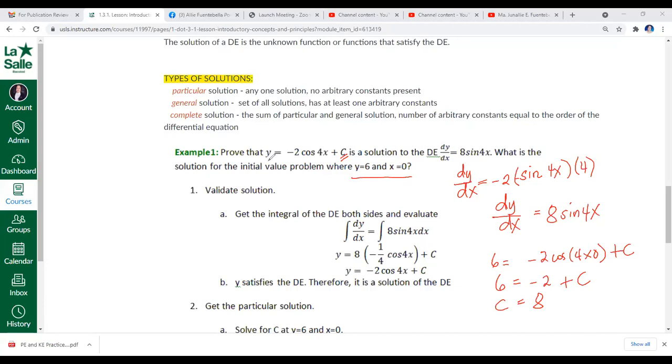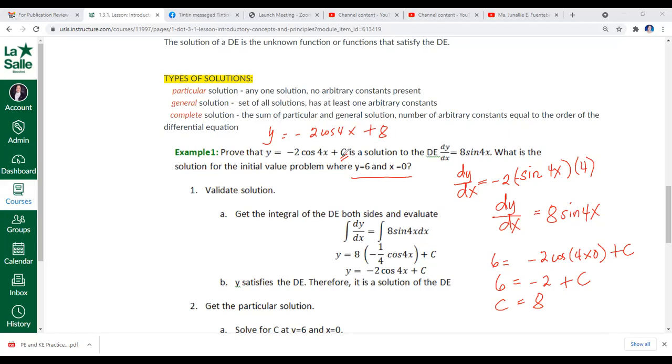Now, from this general solution, this complete solution of this particular differential equation, you have determined what we call the particular solution. Why is that? Because all you have to do is substitute 8 for the c here. So this will now be y equal to negative 2 cosine 4x plus 8. So this is now the particular solution.